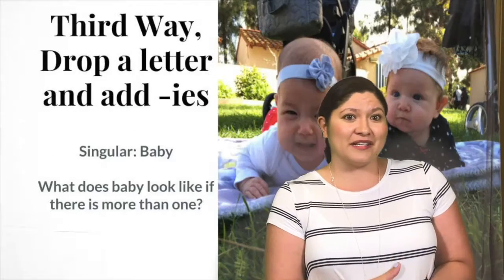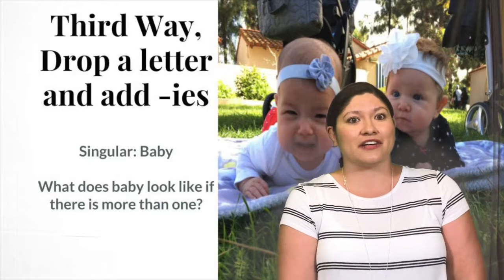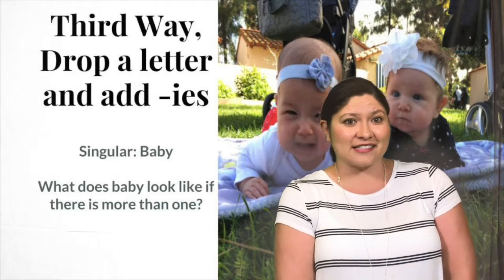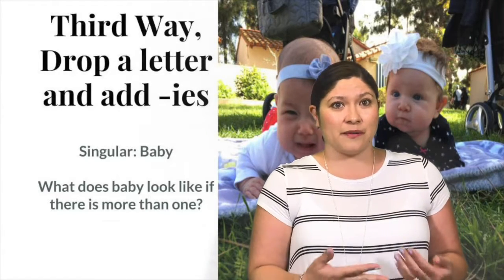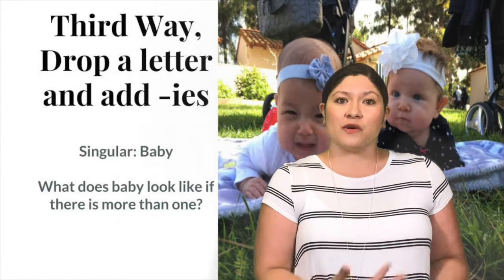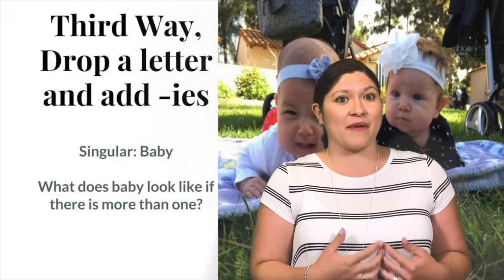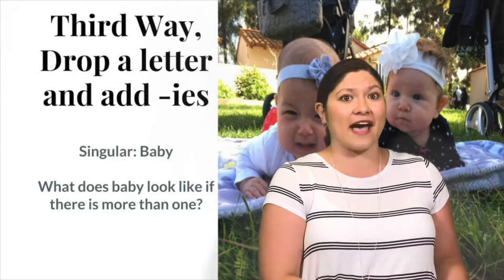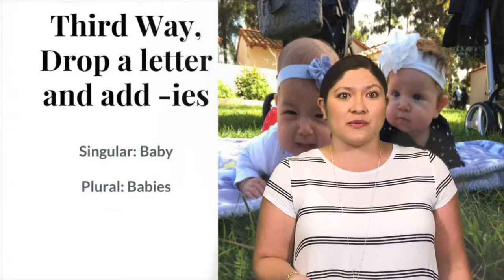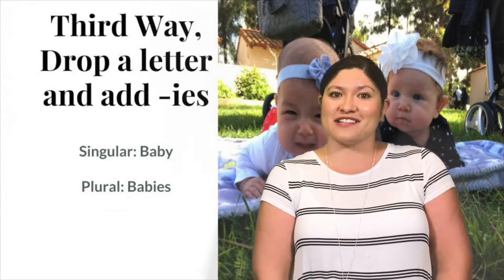The third and final way to make a noun plural is to drop the Y and add IES. Sentence, the baby is sleeping. If there is more than one baby, the sentence changes. An S cannot come after a Y, so we take it away and add IES. This way, the sentence will then say, the babies are sleeping.